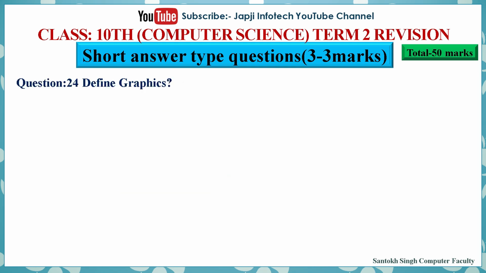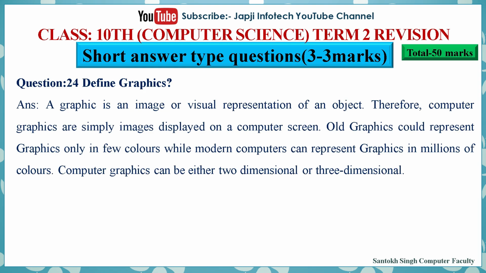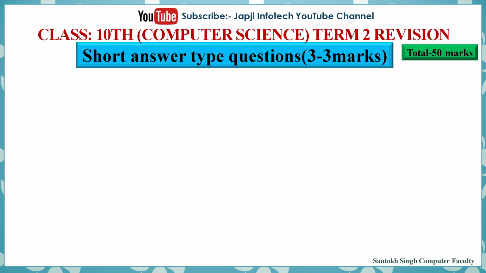And the 24th one is, define graphics. A graphic is an image or visual representation of an object. Therefore, computer graphics are simply images displayed on a computer screen. Old computers could represent graphics only in a few colors, while modern computers can represent graphics in millions of colors. So computer graphics can be either 2-dimensional or 3-dimensional.